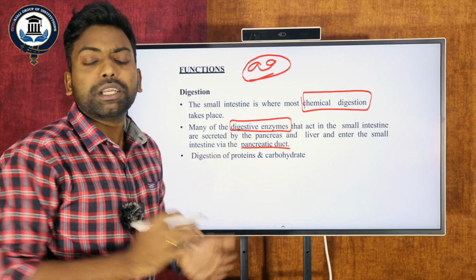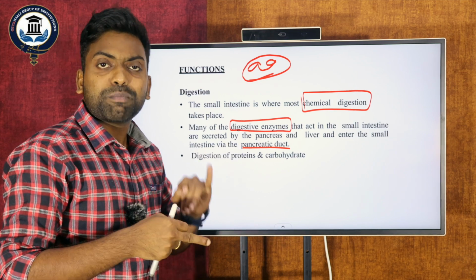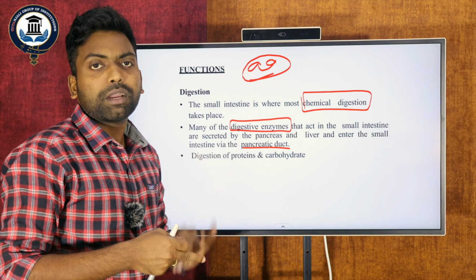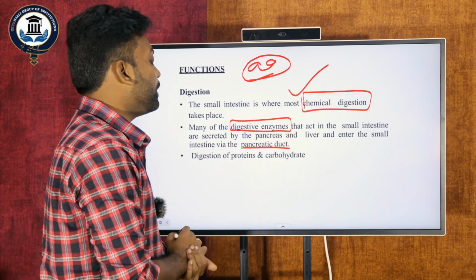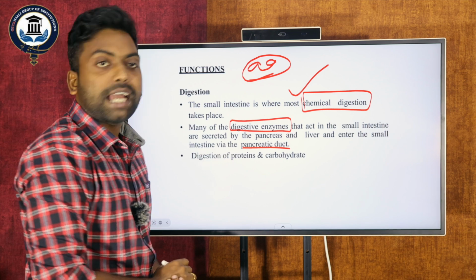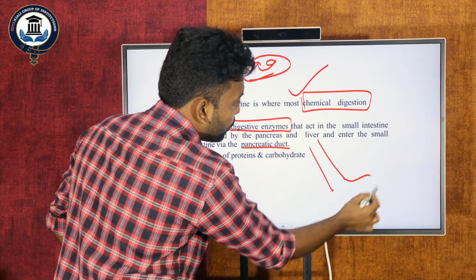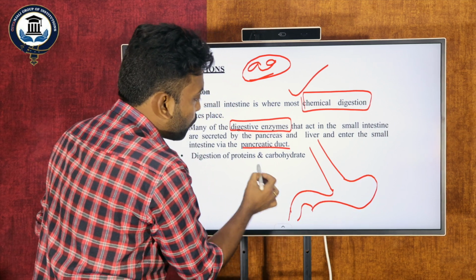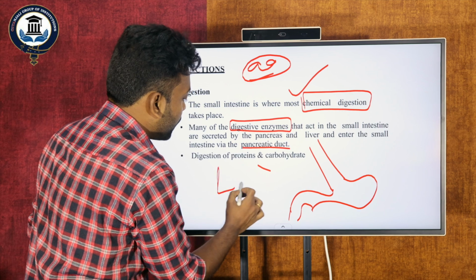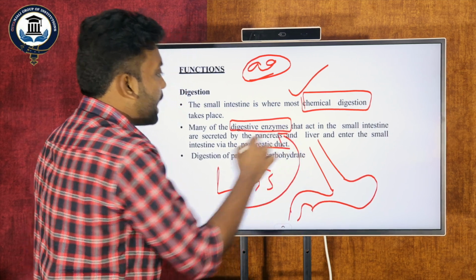So what exactly is the meaning of digestion? Two kinds of digestion take place. The first is mechanical digestion, the second is chemical digestion. So what is the meaning of mechanical digestion here? Once we have food, it enters the stomach and then enters the small intestine, where large particles are converted into small particles in the presence of digestive enzymes.